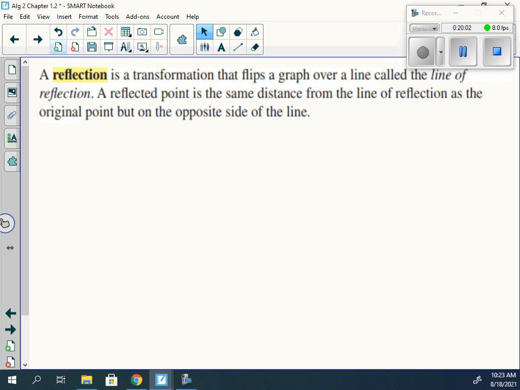A reflection is a transformation that flips a graph over a line called the line of reflection. A reflected point is the same distance from the line of reflection as the original point, but on the opposite side of the line. So like when you look in a mirror, it flips your face, so the distance from that line of reflection, which is down the center of our body, is the same. It shapes the same.